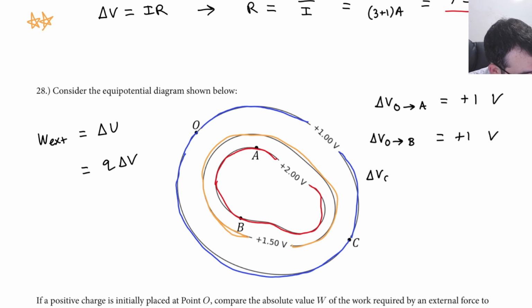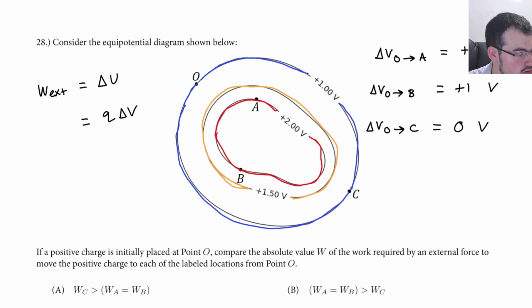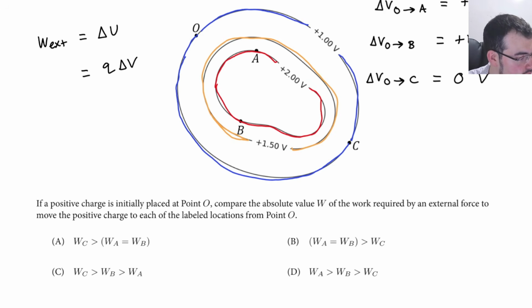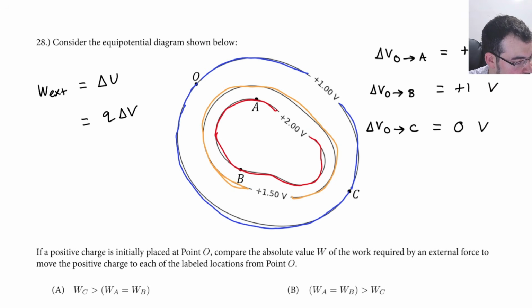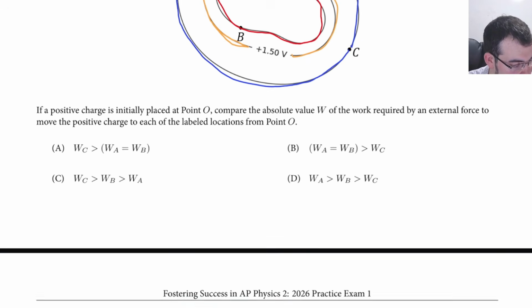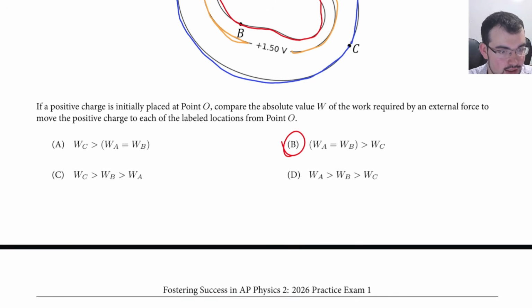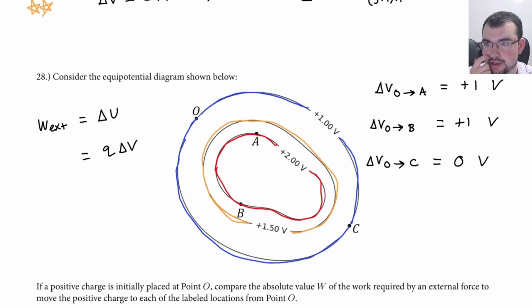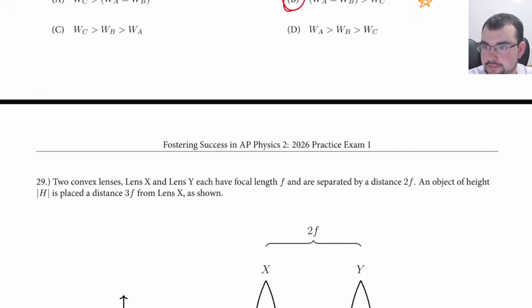And then what about O to C? Those are actually on the same curve, so there's no potential difference there. So it costs no energy to move to C, but it costs the same amount of energy to move to A and B. C is last, A and B tie. Pretty sure I called this 1. Yeah, I did. Because all you had to do is just count delta V.